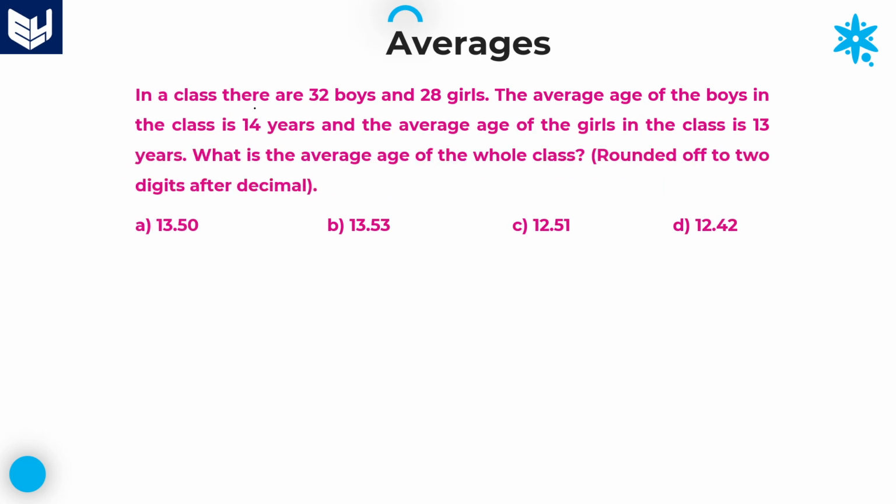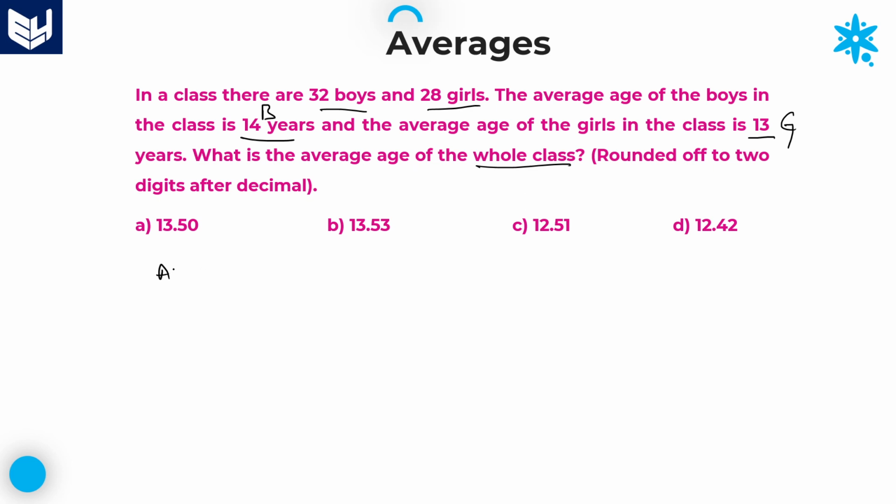See here, in a class, there are 32 boys and 28 girls. The average age of boys is given as 14 years, and the average age of girls is given as 13 years. Now the question is, what is the average age of the whole class? Whole class in the sense boys and girls together.